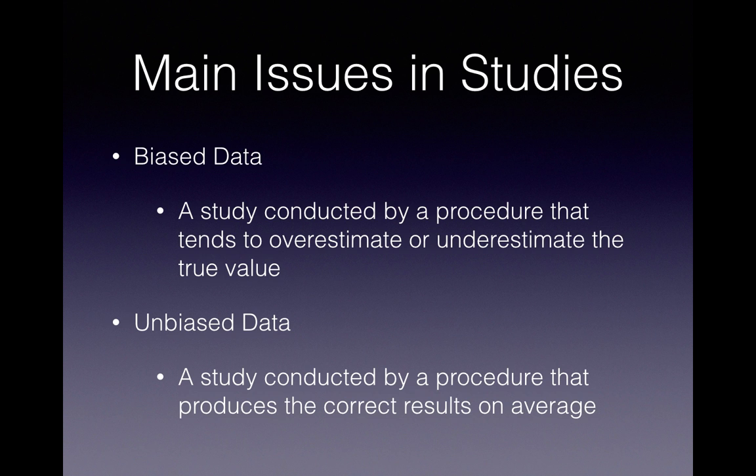All of these different things can create biased data, and that's no different within statistics. So a study conducted by a procedure that tends to overestimate or underestimate the true value is obviously going to consist of biased data. And a study conducted by a procedure that produces correct results on average, because of course it's not going to be perfect, but generally it's producing results that we tend to see fit, is going to consist of unbiased data.